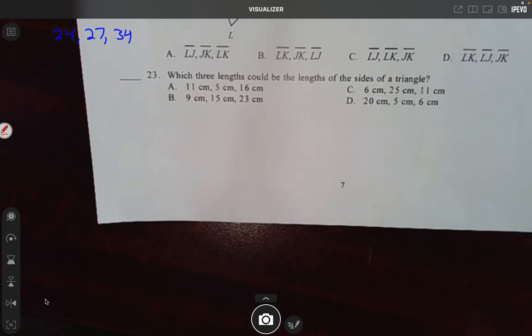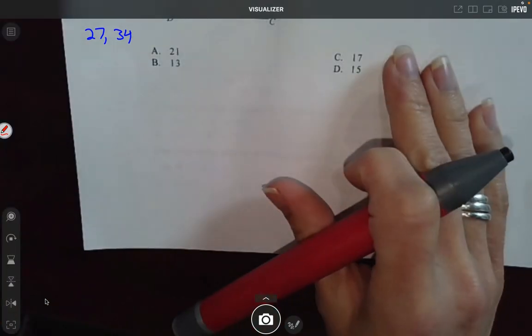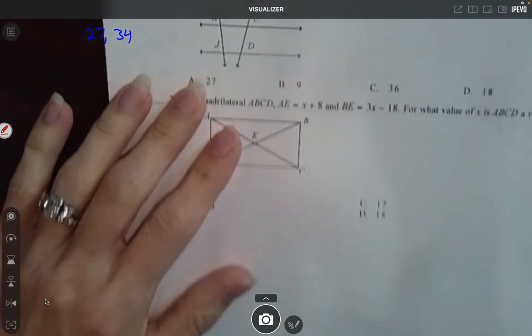All right, skipping 24. Why wouldn't it be C though? See, what is 6 plus 11? Never mind. You have to pick the two small sides, not the two in front. Okay? So be careful. So you did the two small sides, and they have to be bigger than the third. Not equal. Cannot be equal, because then it won't make a triangle. All right, we're skipping 24 and I'm looking at 25.